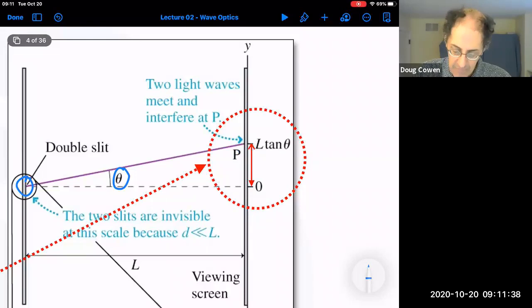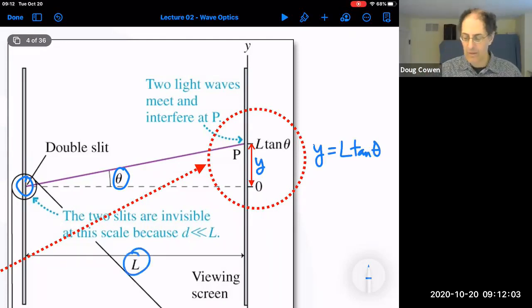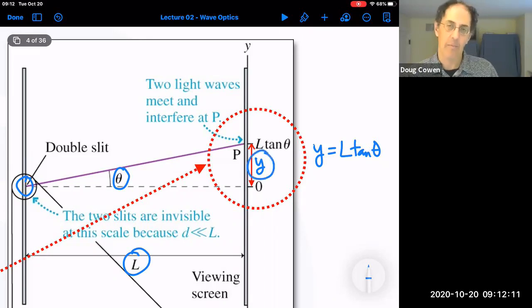The question is, how far from the central axis is that bright fringe? So what is this distance here, y? And the answer is that it's equal to L tan theta, which you can see if you just do the basic trigonometry. The distance L is the distance from the double slits to the screen, and theta is the angle that we're interested in. And so this value y, the distance from the central axis to the position of interest, is given by L times tan theta.